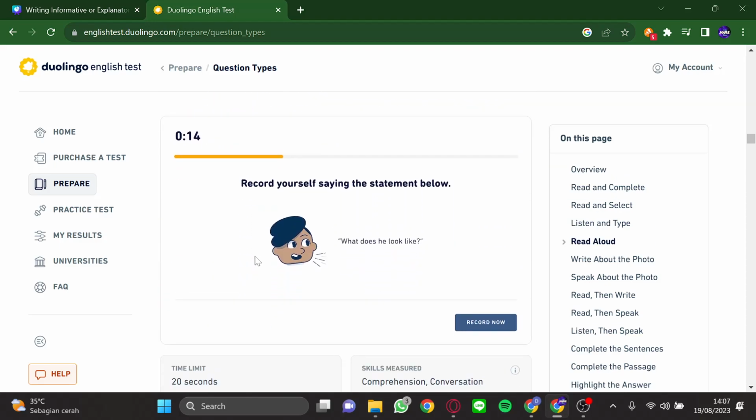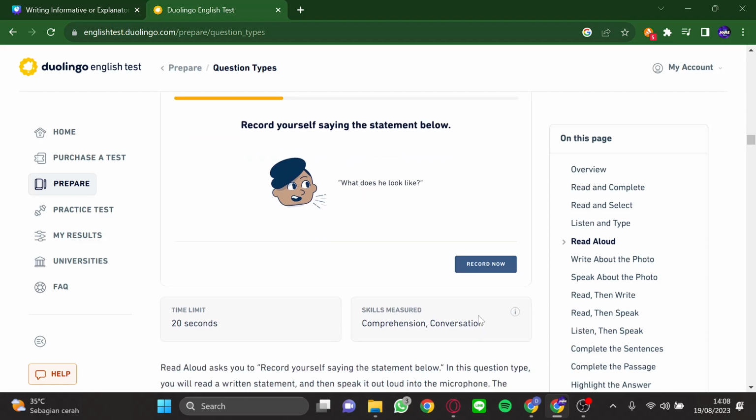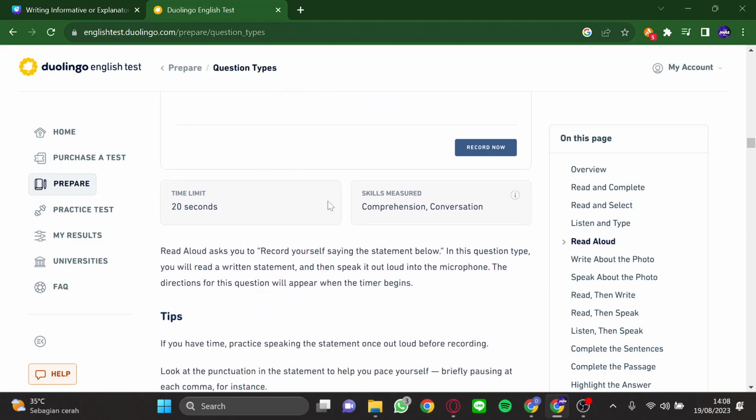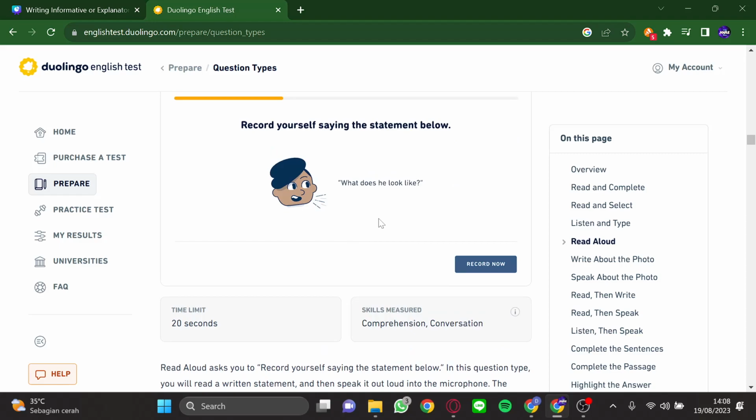Next is read aloud. This is almost the same, but you have to read it first and then you speak it aloud, and then the test will record your voice and detect whether you spell things correctly or not. What does he look like? These are the easier examples. It will get harder, of course, but I suggest you practice your pronunciations to actually accomplish this test with a maximum score. The time is only 20 seconds. It can actually range from 20 until 40 seconds because sometimes the sentences are longer.